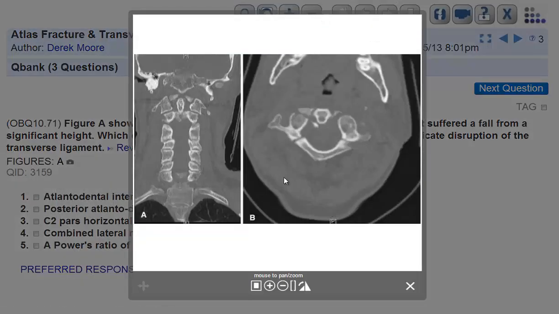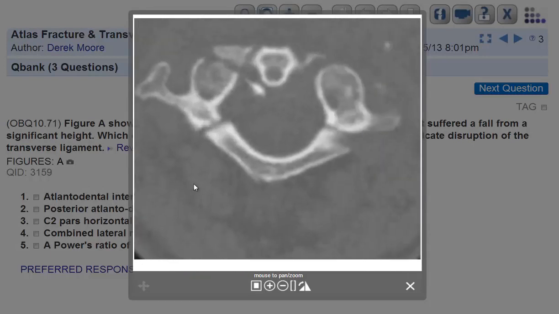So here's your fracture pattern. So again, if we zoom in on this, really we're looking at our axial CT. Here you see a bilateral disruption of the anterior arch, bilateral disruption of your posterior arch. So this is your classic Jefferson fracture due to an axial loading. This would be a type 2 Jefferson fracture.